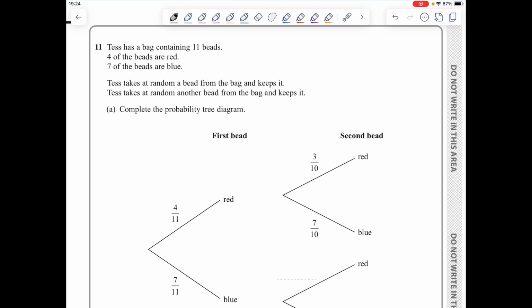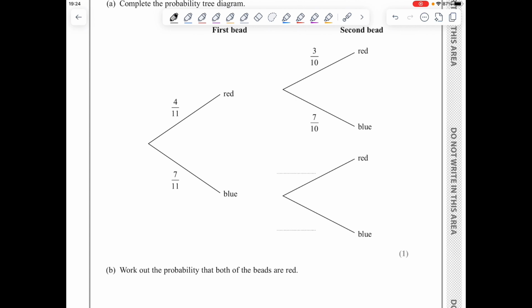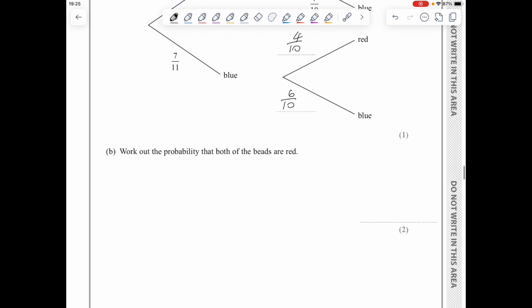For question 11, we take a bit and then we keep it, we're not replacing it. So this is without replacement. That's why the denominator is decreasing by 1. So if the first one is blue, then the probability the second one is red is 4 out of 10. And the probability the second one is blue is 6 out of 10. For part B, the probability that both are red is 4 over 11 times 3 over 10, which is 12 over 110. You can simplify this to 6 over 55.